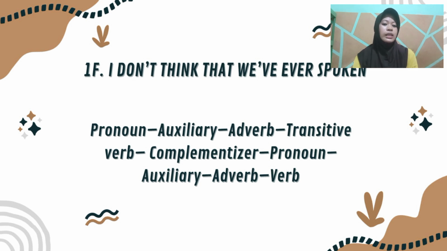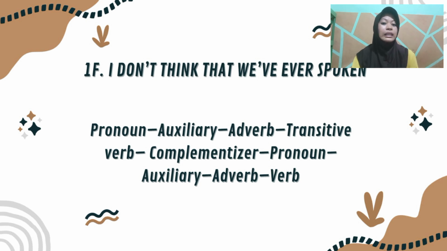The explanation is as follows. I functions as a subject, the doer of the action. Do not from don't functions as an auxiliary and negation marker, indicating that the sentence is negative. Think functions as the main verb, or the transitive verb, because it needs an object. The clause that we've ever spoken functions as the complement of the verb think.